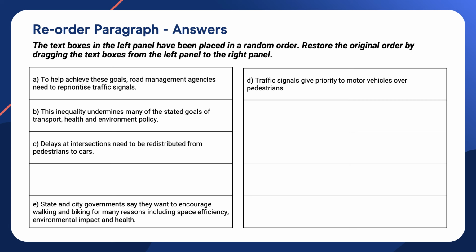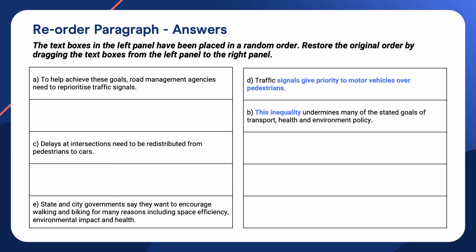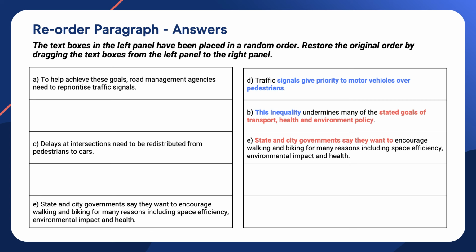The second sentence is B. This inequality, referring to motor vehicles and pedestrians, makes the connection between the first and second sentence. The third sentence is E. The goals and policy mentioned in the second sentence connect with state and city governments.